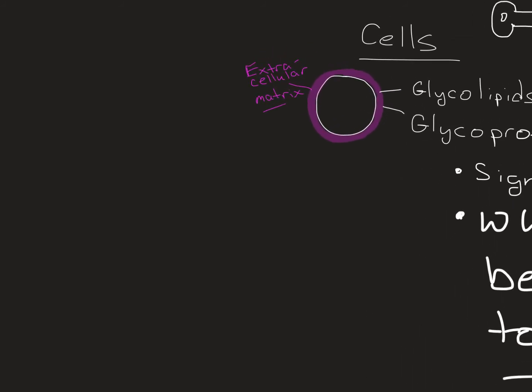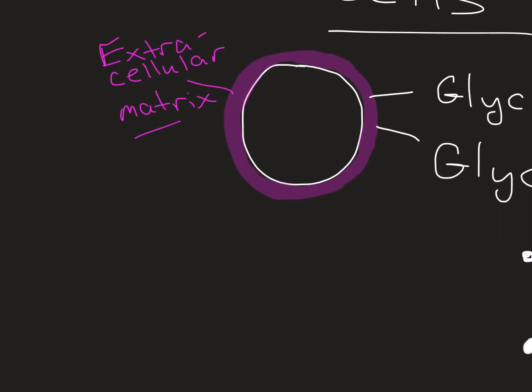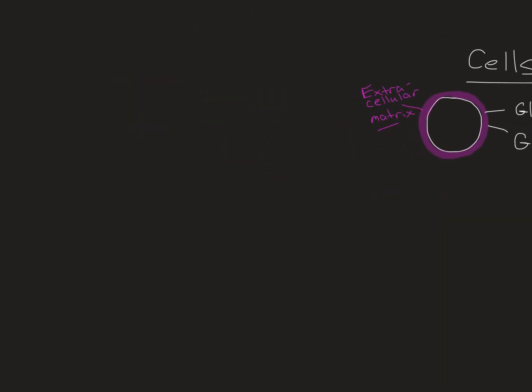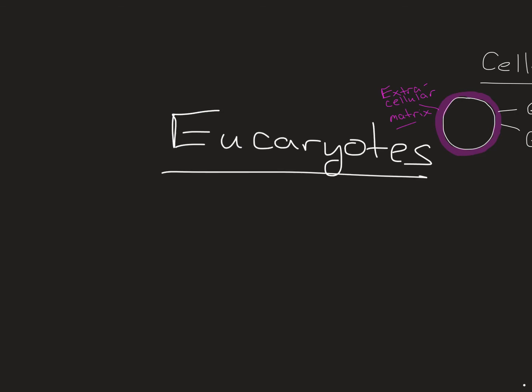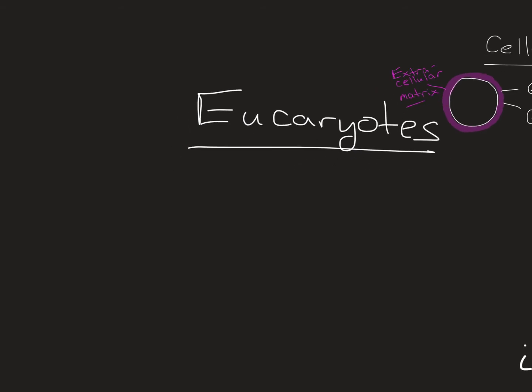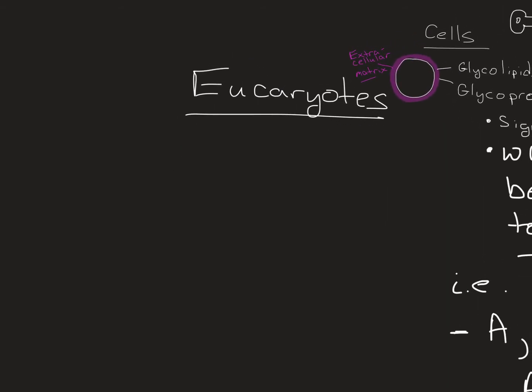Now, inside the cell, we're gonna divide this into two different kinds. We've got eukaryotes. Let's talk about eukaryotes. And yes, eukaryotes are spelled with a K or a C. One's the British spelling and one's the American English spelling. I don't care which you use, but it should be something like this, eukaryotes.